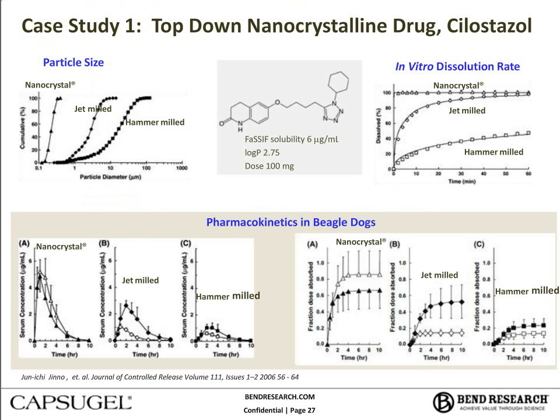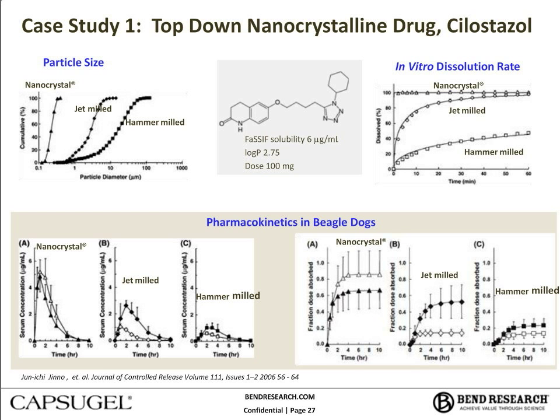Okay, so now in the time remaining, I just wanted to go quickly through a case study for each of the 3 technologies that we've presented today, and I'll start with the top-down milled nanocrystal example from the literature. This is a nice study in which the authors were looking for increased bioavailability through increased dissolution rate by attrition milling of crystals. And they showed data for 3 different crystal sizes made by hammer milling, jet milling, and then nanocrystal milling, respectively. And you can see the size distributions here in the upper left of the slide, and then the dissolution rate differences in the upper right, which track nicely with the sizes.